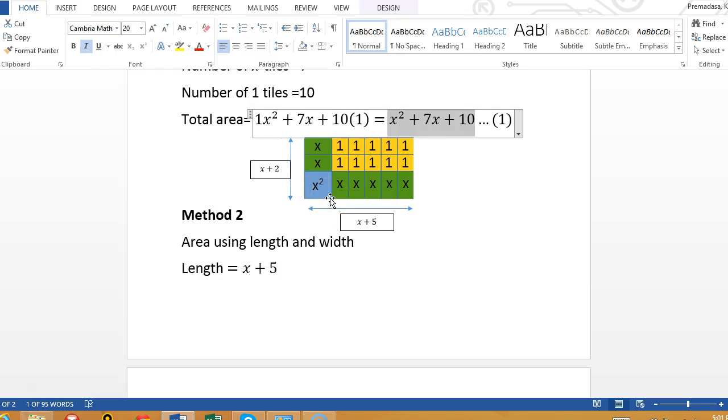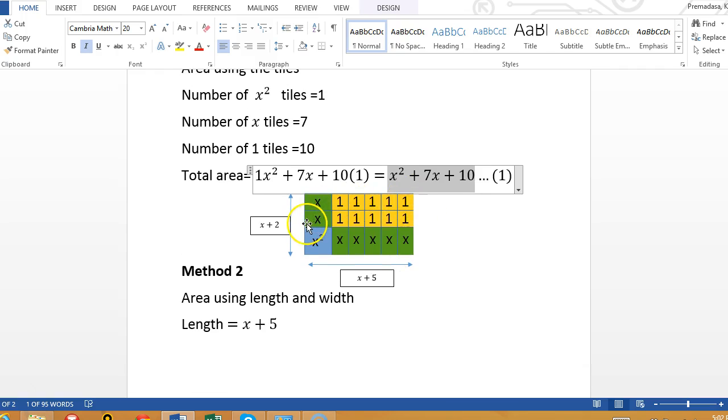This is an x squared tile, so the length and the width of an x squared tile is x and x. This is an x tile, and the shorter side of the x tile has length 1. So this piece is 1. So x plus 1 plus 1 plus 1 plus 1. There are 5 x tiles which give you 5 1s. So x plus 5. Now up there again we have an x for the width and 1 plus 1. So x plus 1 plus 1, which is x plus 2.